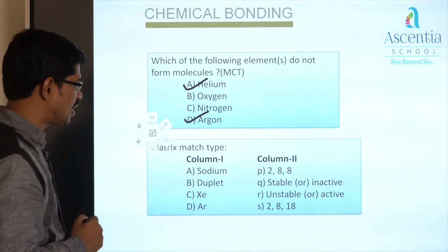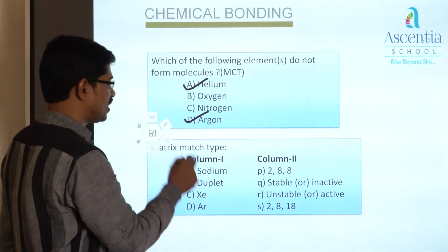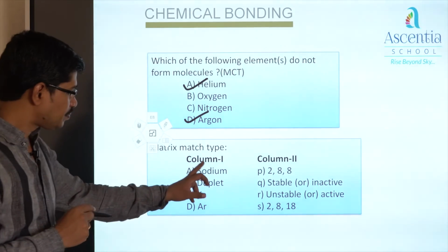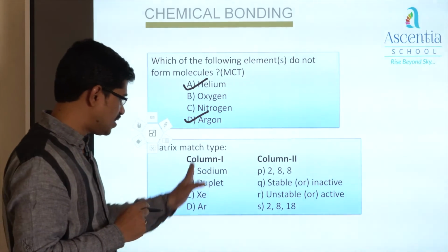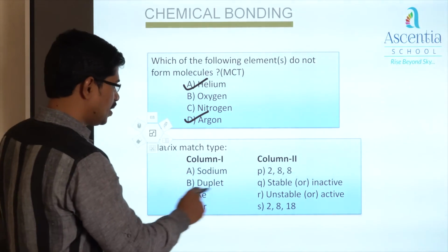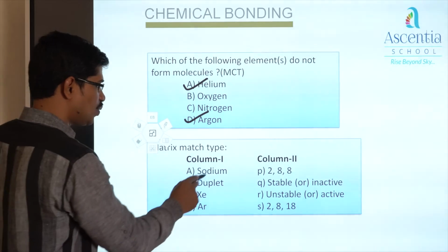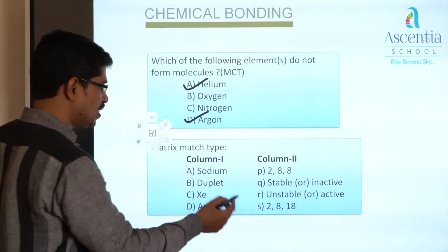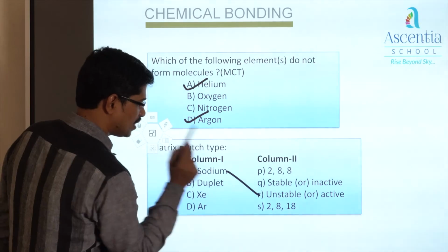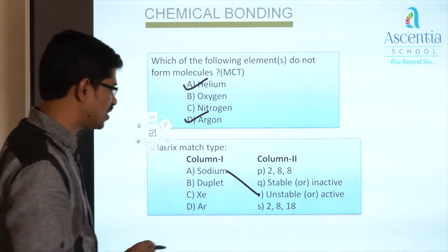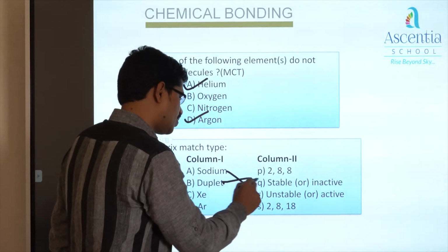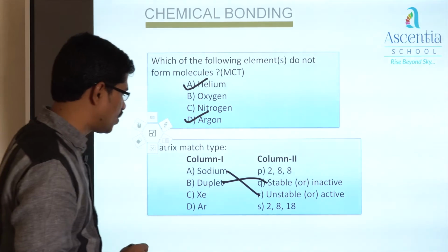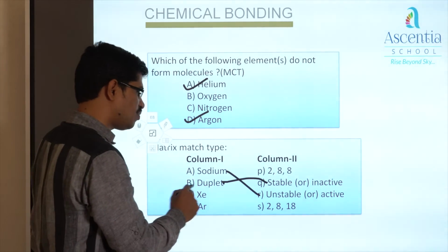This is the matrix matching type again. The previous one was multiple correct type, and this is matrix matching type. Column A is A, B, C, D, and column 2 is P, Q, R, S, T. Sodium forms an ion, therefore it is unstable. Duplet or octet electronic configuration means stable electronic configuration. So the answer for option B is Q.